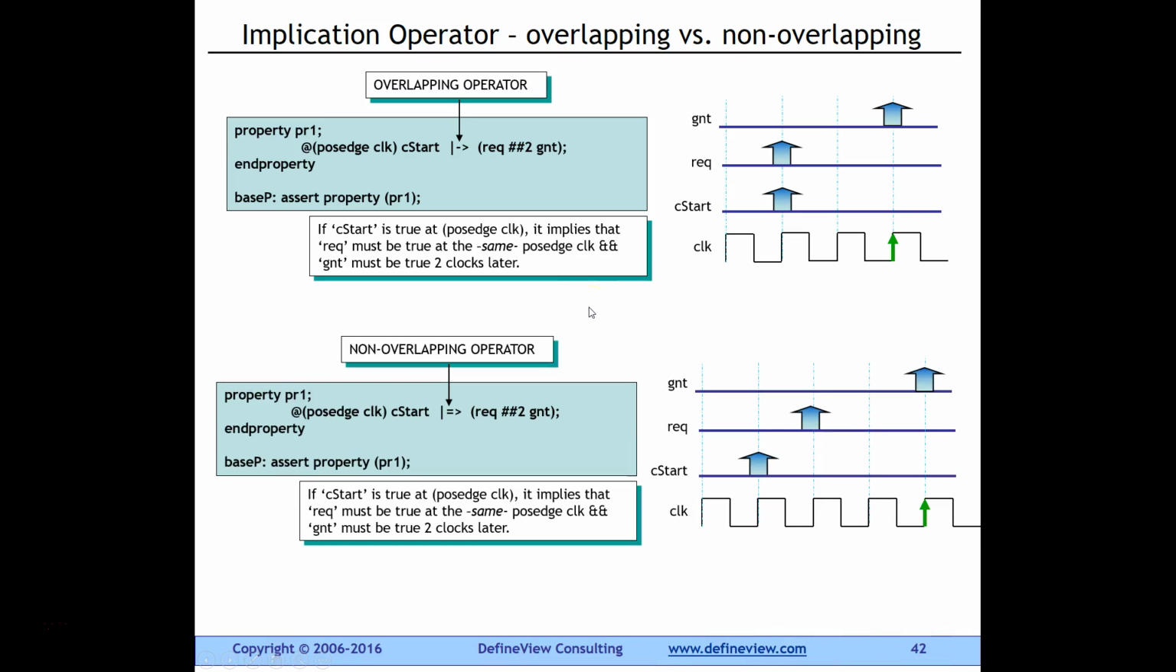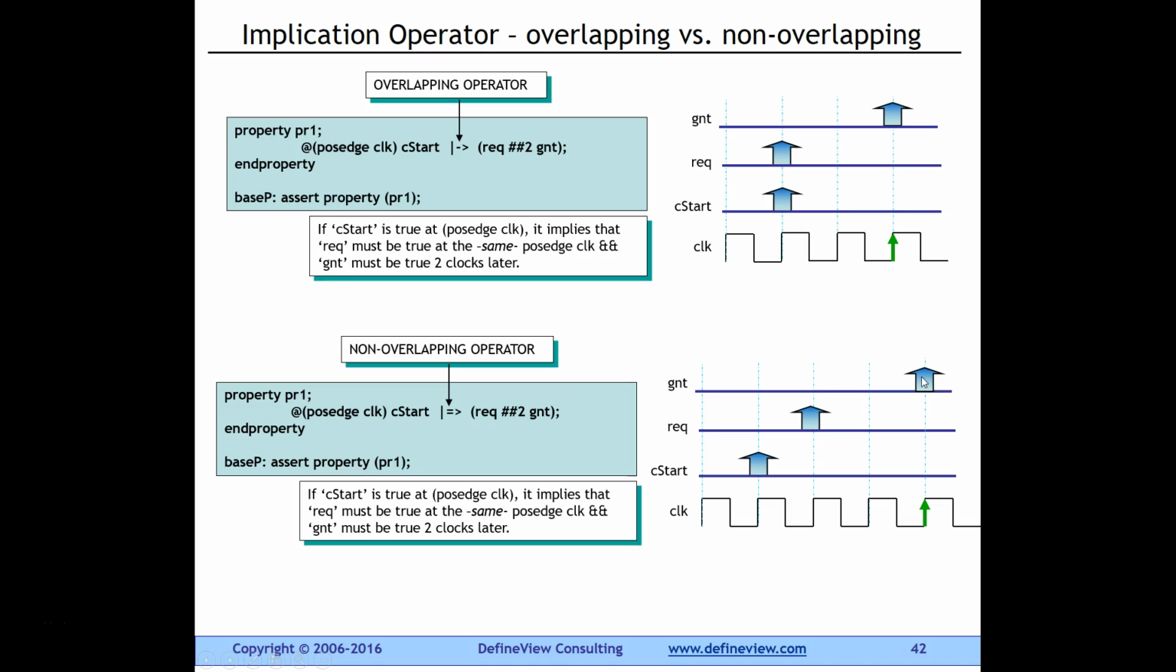Opposite to that, or not opposite, but a variation of that, is the non-overlapping operator. And the difference in the symbol is here you have a dash, while here you have an equal to sign. What the non-overlapping operator says is that if at a sampling edge, which is posedge clock here, the antecedent is true, if c_start is true, then starting the next clock, not the same clock, you sample request to be high. And then 2 clocks later, you sample grant to be high.